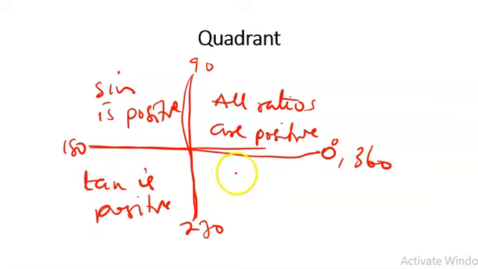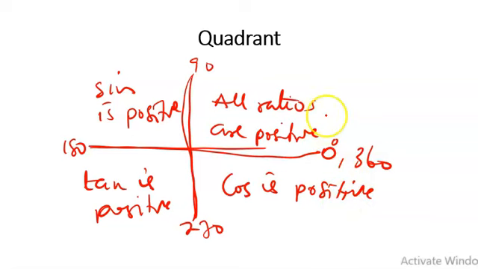The last one, obviously, if you pick an angle between 270 to 360, then only cos is positive here. All the rest are negative. That's what it means. So these are the 4 quadrants that we have. You must be very careful. Know the range of values that cover every quadrant, and very soon we are going to make use of it.